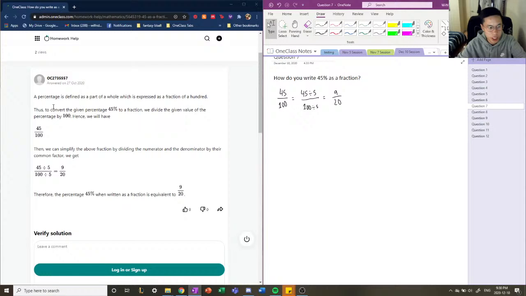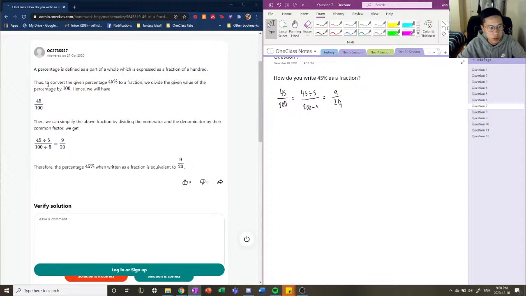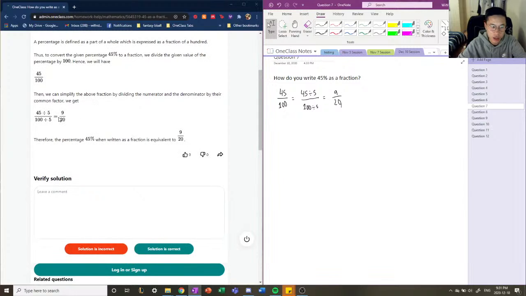So they define what a percentage is, which is a part of a whole. So part of 100, which is expressed as a fraction of 100. Okay, so how much do we have of 100 of this? To convert the given percentage, 45%, to a fraction, we put the percentage over 100 to get the fraction out of 100, basically. And by doing that, you find the reducible factors, and you end up with 9 over 20.